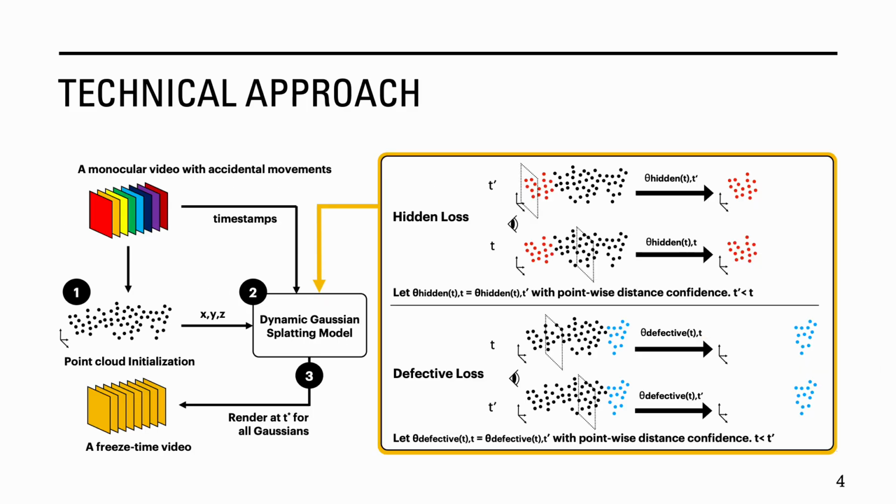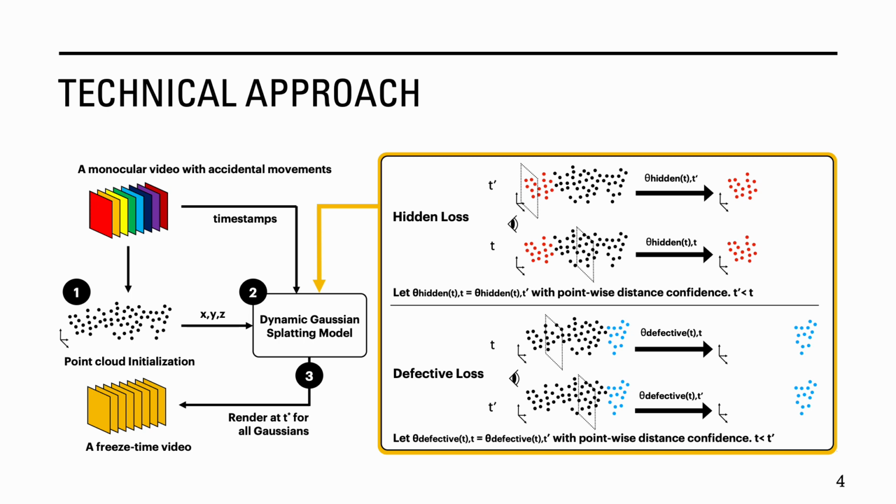Our pipeline has three main stages. First, we initialize point clouds from the input monocular video. Second, we feed these point clouds and timestamps into a dynamic Gaussian splatting model. This is where the dual detection losses work. For hidden Gaussians at time t, we anchor the parameters theta to an earlier reference time t prime, where t prime is less than t. For defective Gaussians, we do the opposite. We anchor them to a future reference time where t is less than t prime. Both use confidence weighting based on temporal distance.